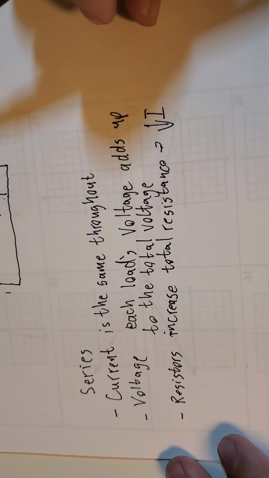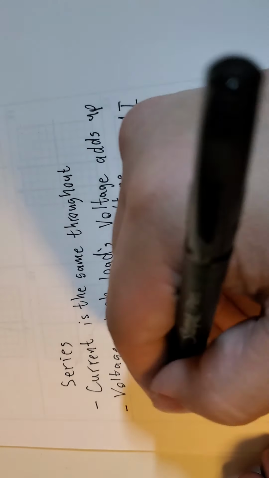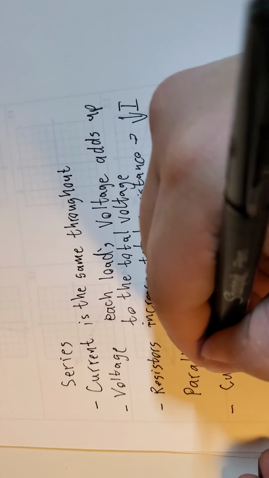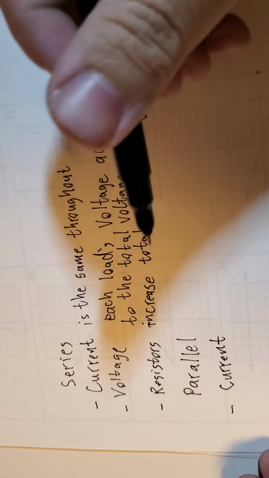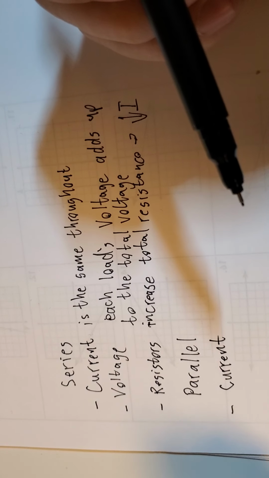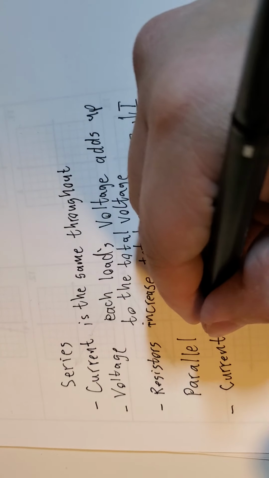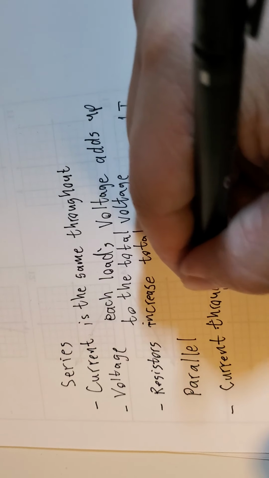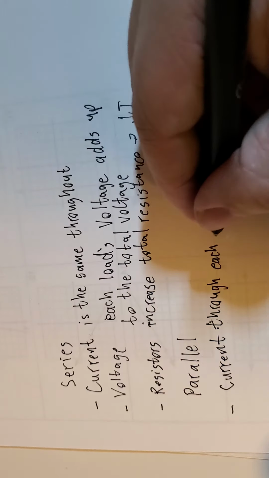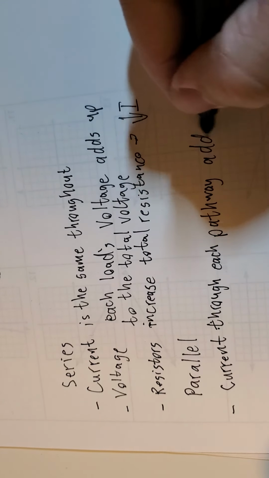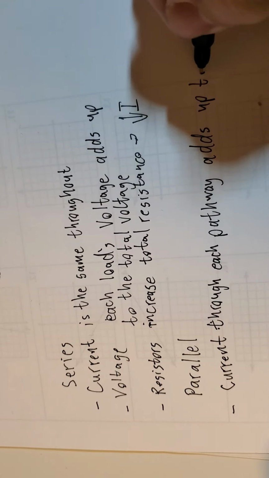Okay. All right. So let's talk about parallel now. What happens to current, voltage, and resistance in parallel? Okay. Well, with our current, again, we're going to have that same rule where a current is pretty well going to be equal in most places. However, the current through each pathway adds up to the total.